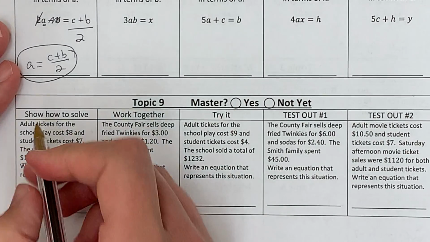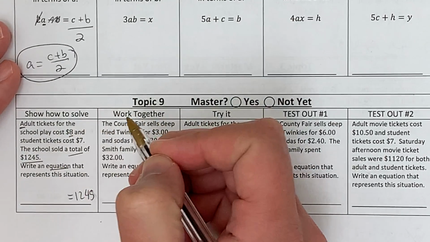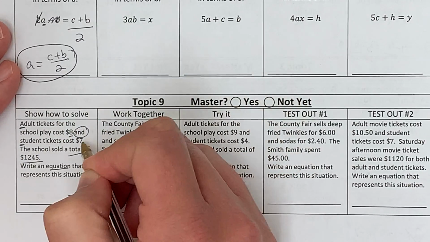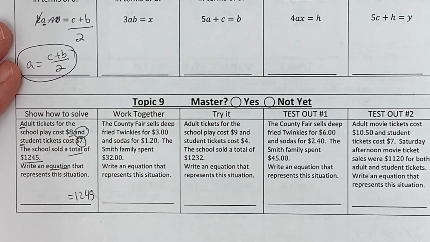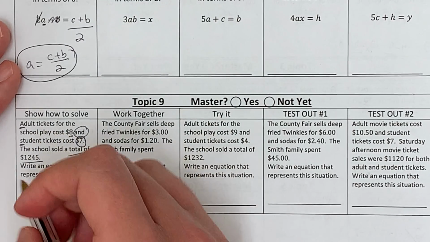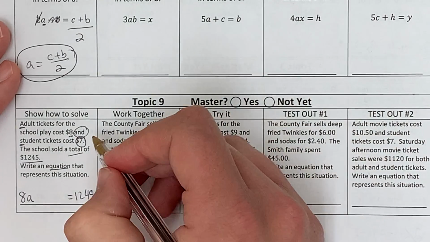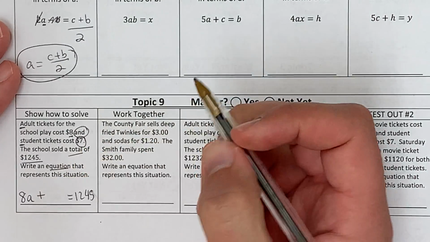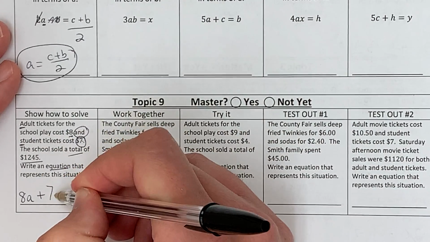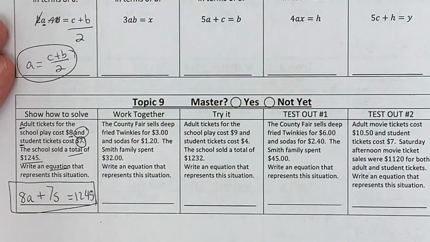All right, it says adult tickets, let's underline that A, cost $8. I have an and. Student tickets, underline the S, cost $7. So there we go. So it's going to be 8A, right? A per adult ticket. And there's our plus sign. 7S, right? 7 times the number of student tickets that we have. And there we go. That is it.